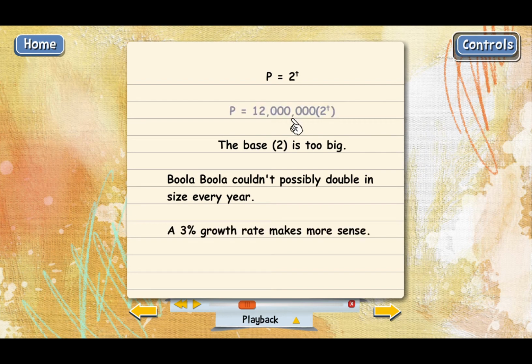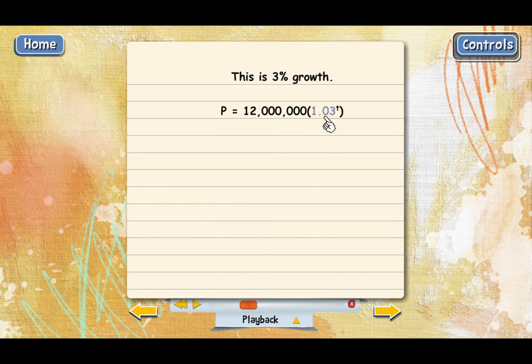Now, to change this function to make the growth rate 3%, it's actually a little bit tricky. What we have to do is change the base of 2 to a base of 1.03, and I'm going to explain where that comes from in a second. See, this is the base that we need in order to get 3% growth, and if we wanted a growth rate of 4%, what we would do is change the base to 1.04.